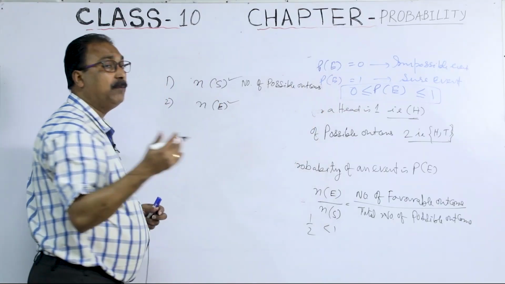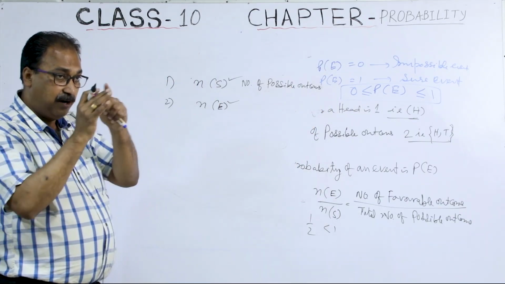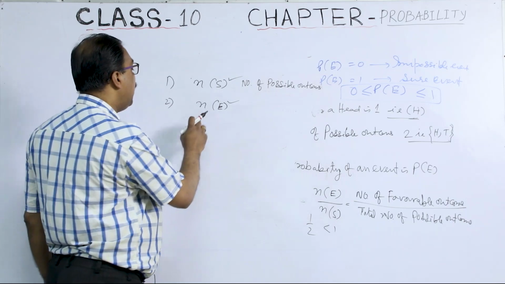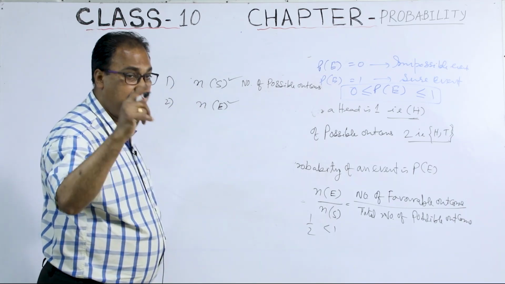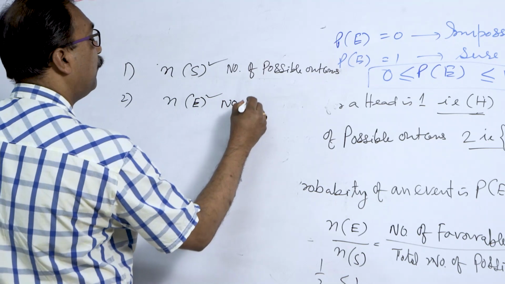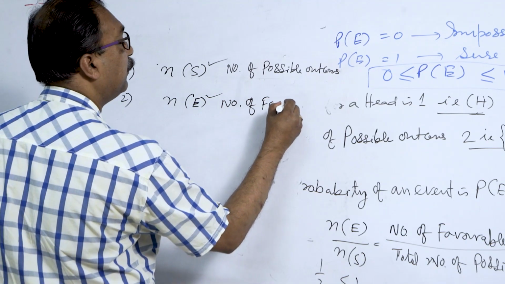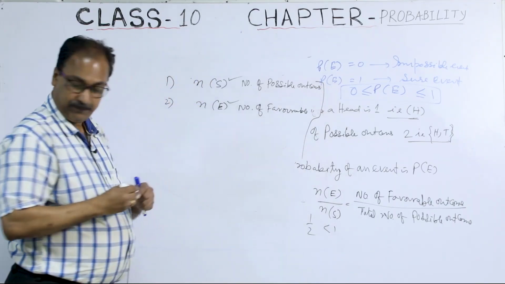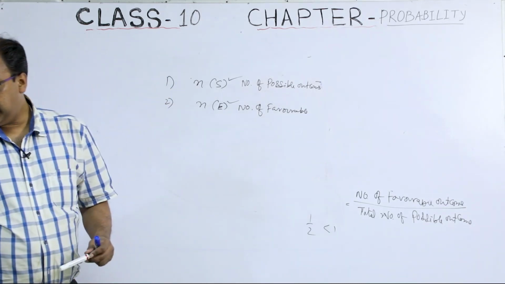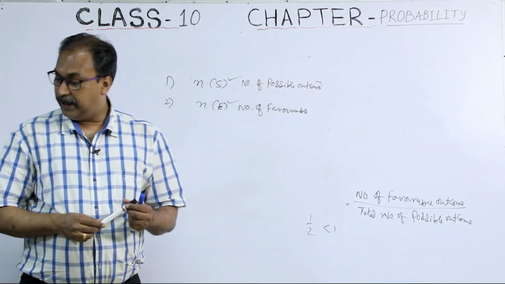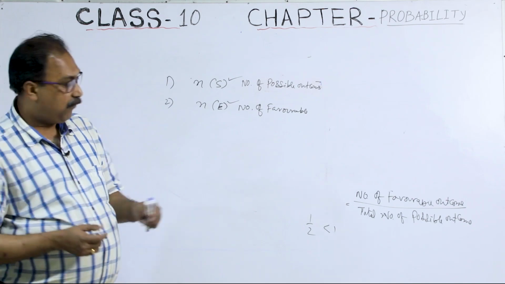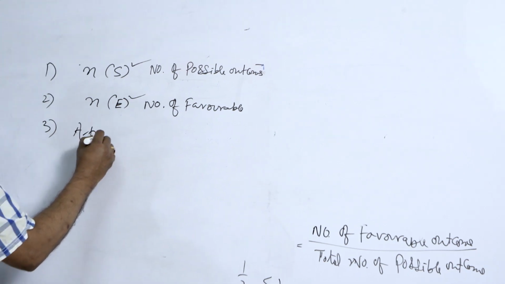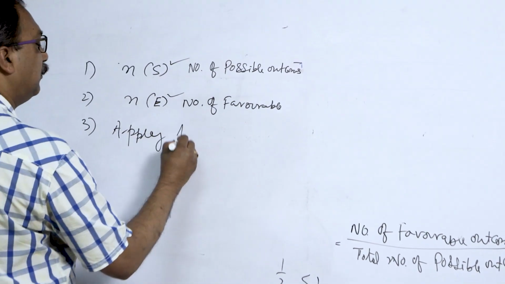I am showing you how to solve the problems in the exercises. Number 1, first read the question and find the sample space, that is, the total number of possible outcomes. Then find the number of outcomes of that event, that means the number of favorable outcomes. Then substitute these values in the formula given. Now number 3 point: apply the formula.